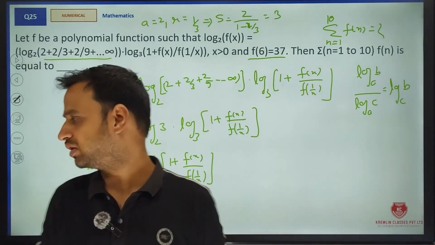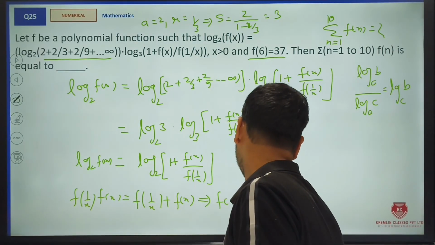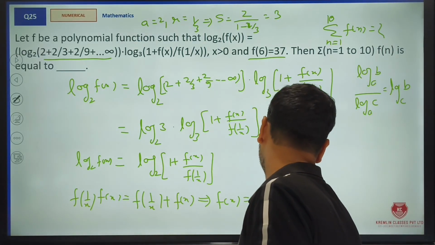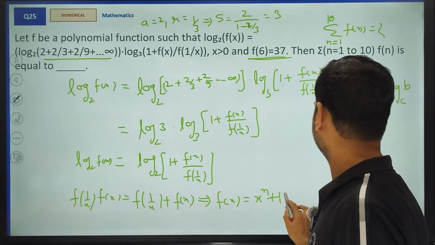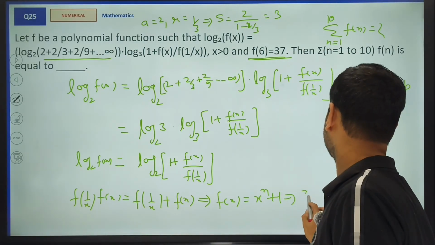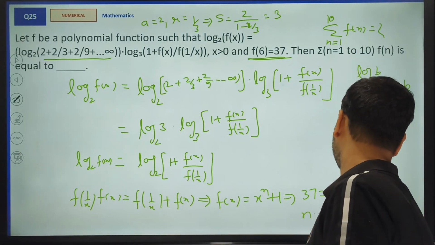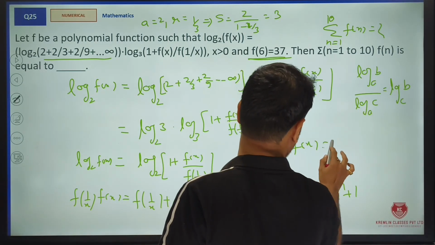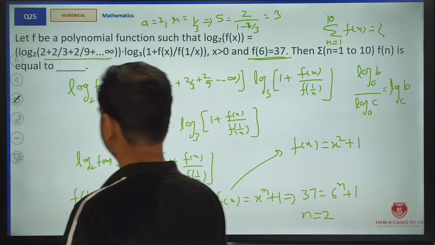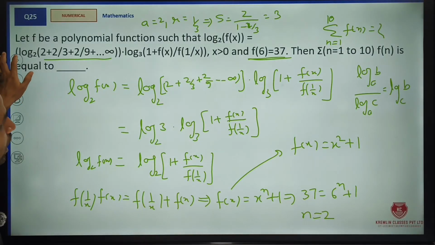And this is a well-known function where fx is given by x power n plus 1. Here f of 6 equals 37. So 37 equals 6 power n plus 1. So n equals 2. So the function fx is given by x square plus 1. Is it okay?